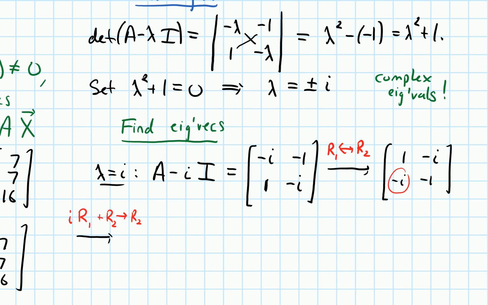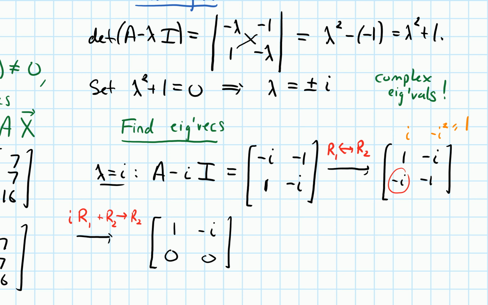When we do this, multiplying that top row by i will turn the 1 into i, and multiplying negative i by i will give us negative i squared. But i squared is negative 1, so negative i squared is positive 1. Now we are adding i to the negative i, and that'll give us a 0 down here. And we're adding 1 to the negative 1, and that will give us a 0 down there. The first row stays the same as 1 and negative i.